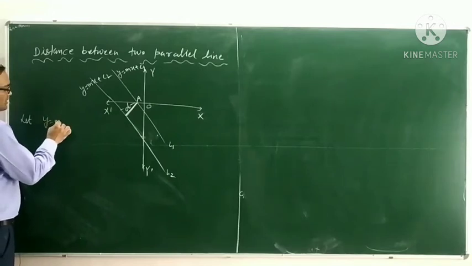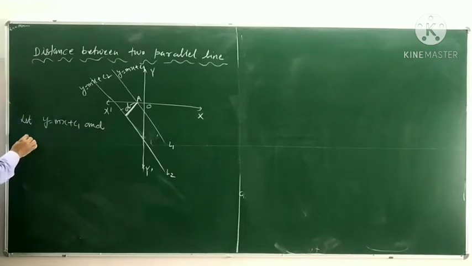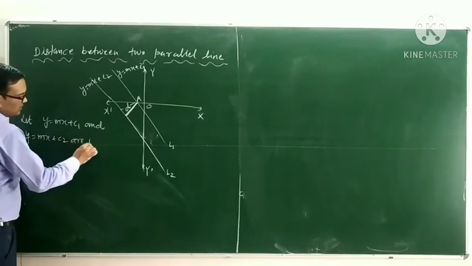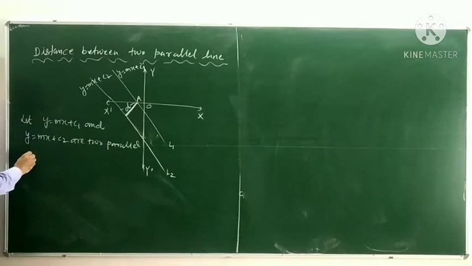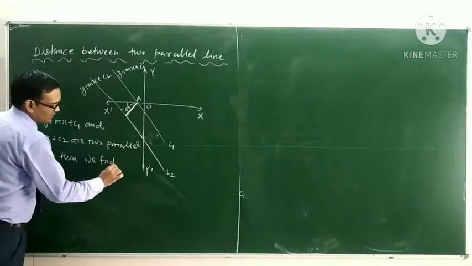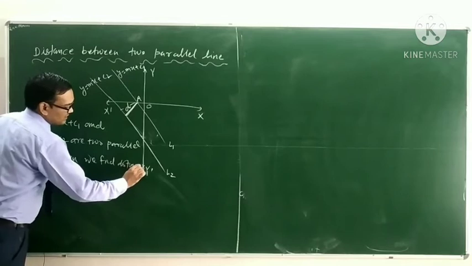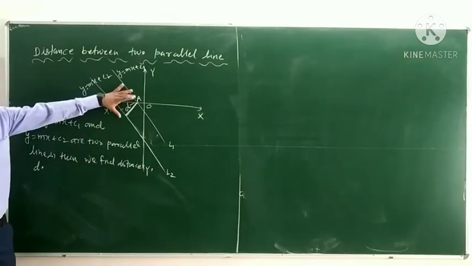Okay students, let y equal to mx plus c1 and y equal to mx plus c2 be two parallel lines. Then we find the distance D. D is the distance between the two parallel lines.